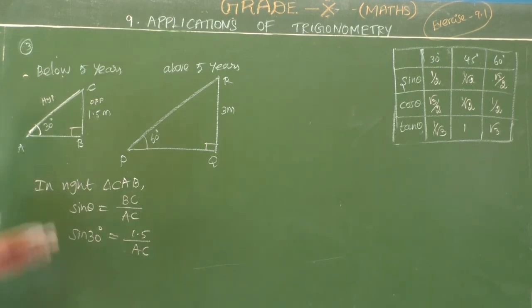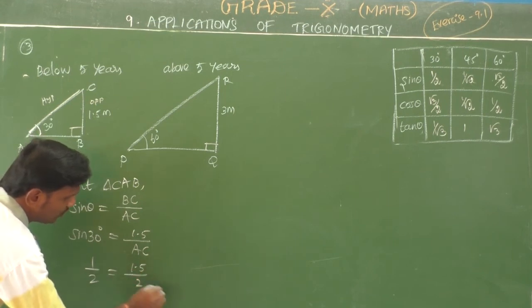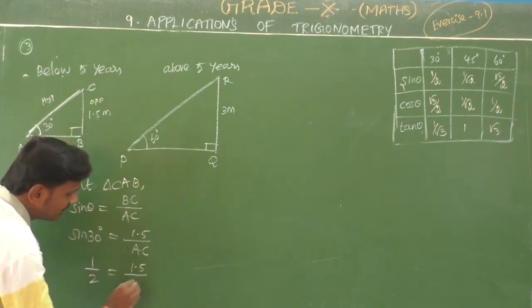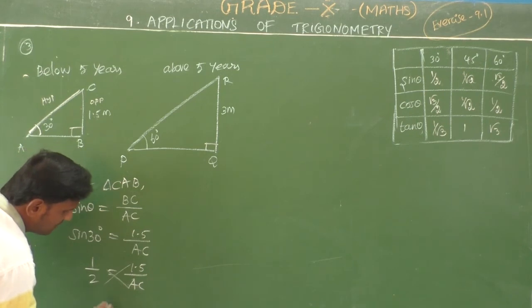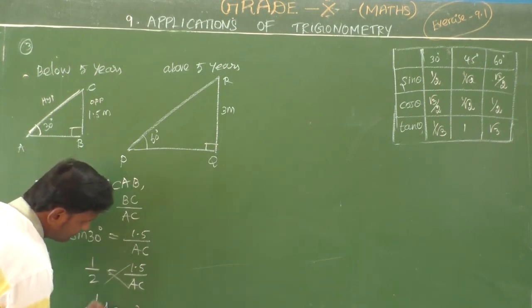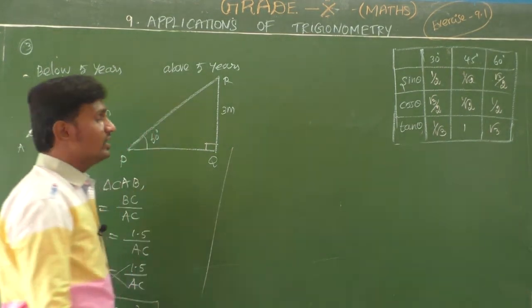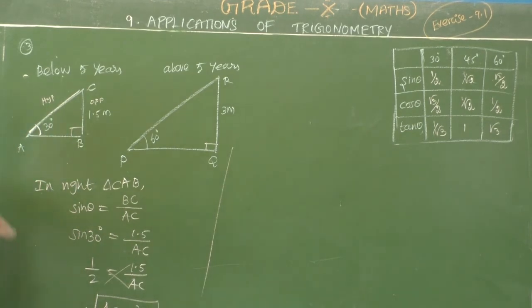Sin 30 you already know, what is it? 1 by 2. So 1 by 2 is equal to 1.5 by AC. Now I am going to take a cross multiplication to find AC, which is equal to 3 meter. AC is equal to 3 meter. That's all. This is for younger children.